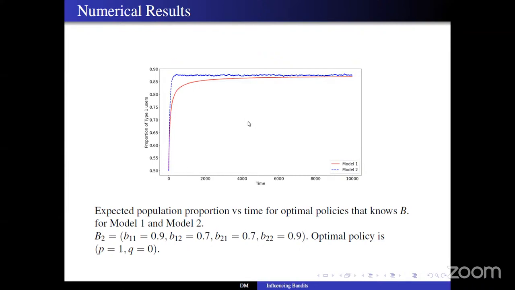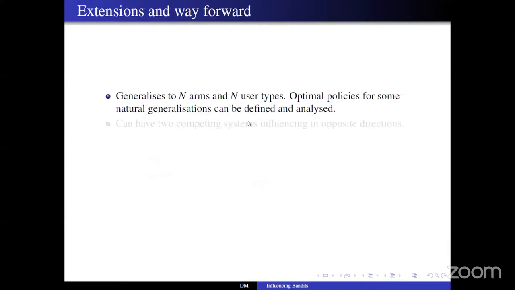Again, if you know B, you can see that it runs. So you can actually generalize quite a bit, except that what exactly constitutes generalization can be debated. In one case, what we did was we took n arms and n types of users. This is not as restricted as it might seem. We say the diagonal elements are the maximum. Other than that, we don't put any other restrictions. And the evolution also, you need to define it a little more carefully.